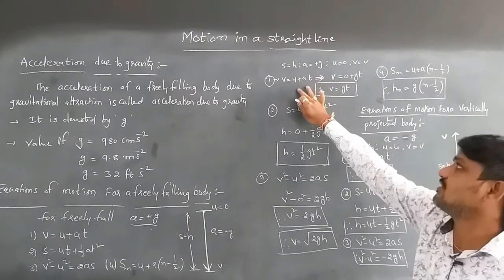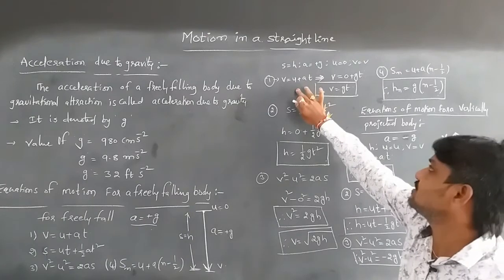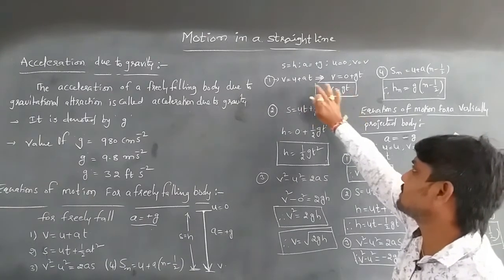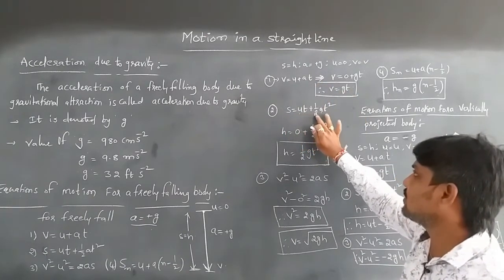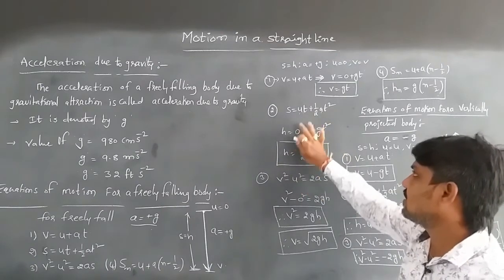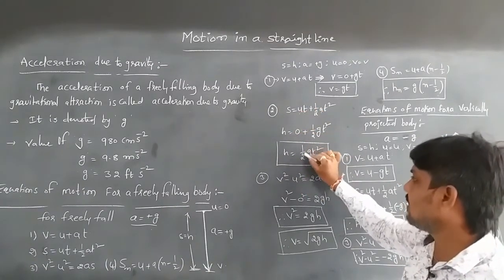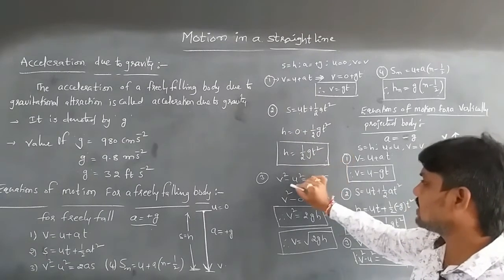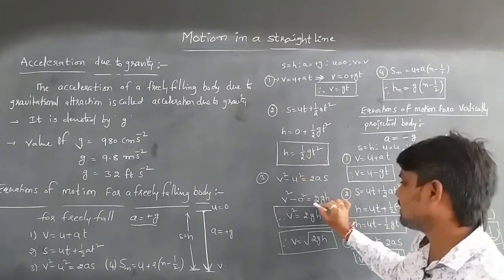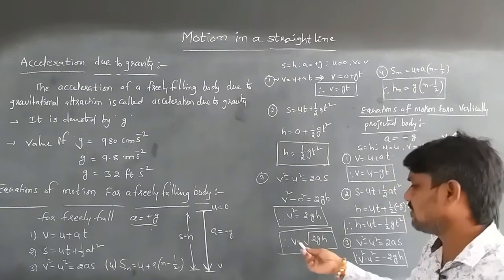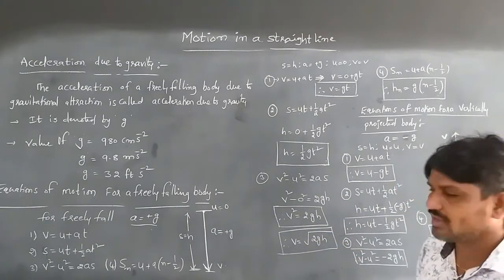From the first equation of motion, we get v is equal to gt by substituting the values. From s is equal to ut plus half at square, with u equal to zero, that term becomes zero, so h is equal to half gt square. From v square minus u square is equal to 2as, we get v square is equal to 2gh, or v is equal to root 2gh.